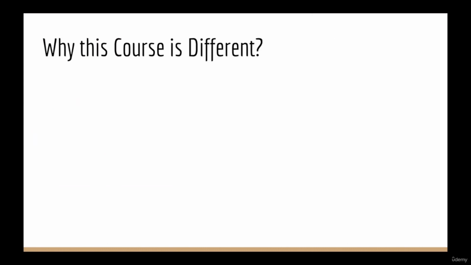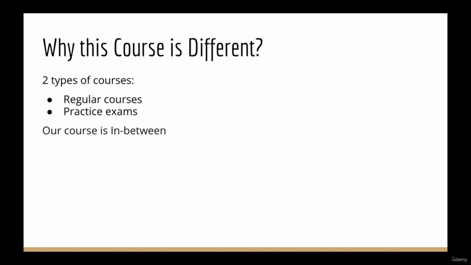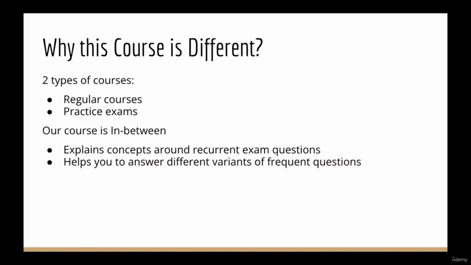But what makes this course different? The concept of this course is different in the sense that it really prepares you for the DP-900 exam. On this platform, there are two kinds of courses for this topic. The first type are regular courses that fully cover the DP-900 syllabus, while the second type are practice courses or practice tests that try to mimic real exam questions. Our course is a kind of an in-between course. It focuses on recurrent questions and tries to explain the concepts around those questions. And this way, you'll be prepared to take the exam by not memorizing the answers, but being able to answer different versions of recurrent questions.